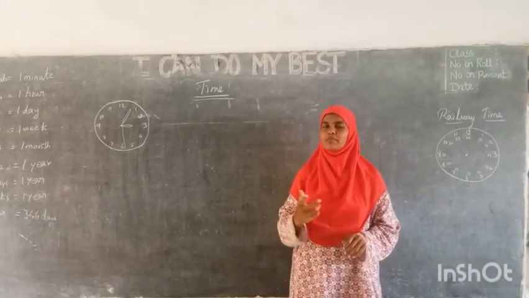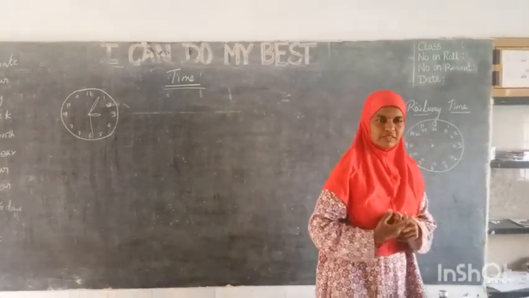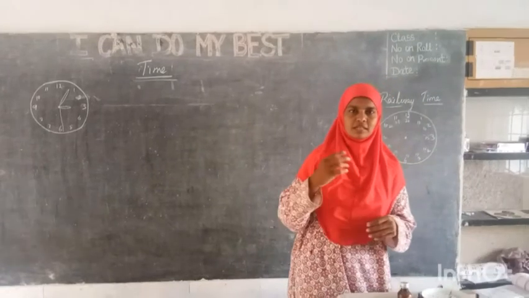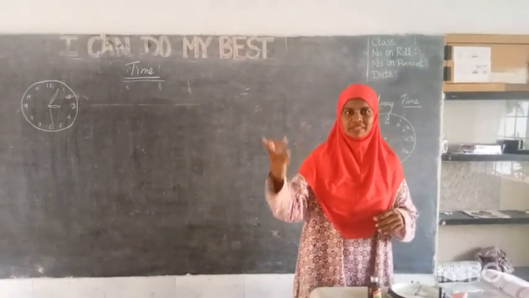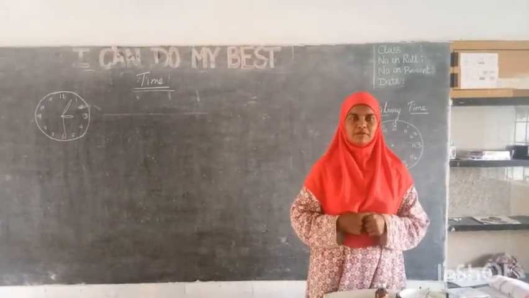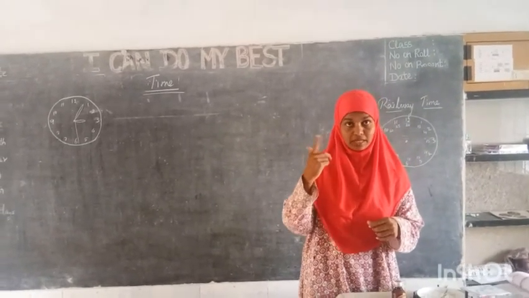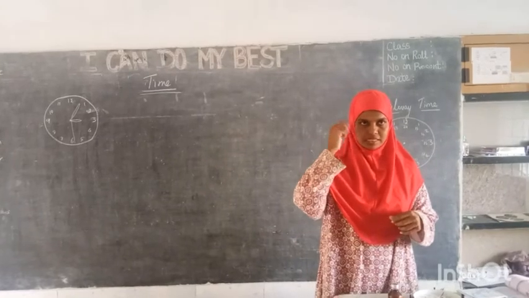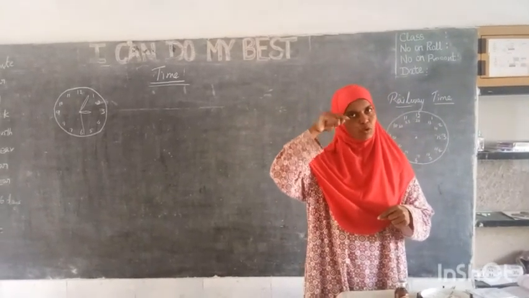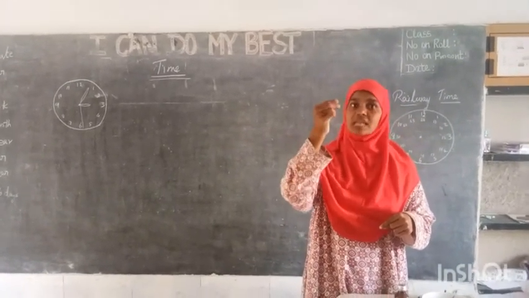Right? Time. What is time? Time is the moment. For example, I am closing my eye and opening. See here, I am blinking like this. This difference, closing and opening, this difference is a time.